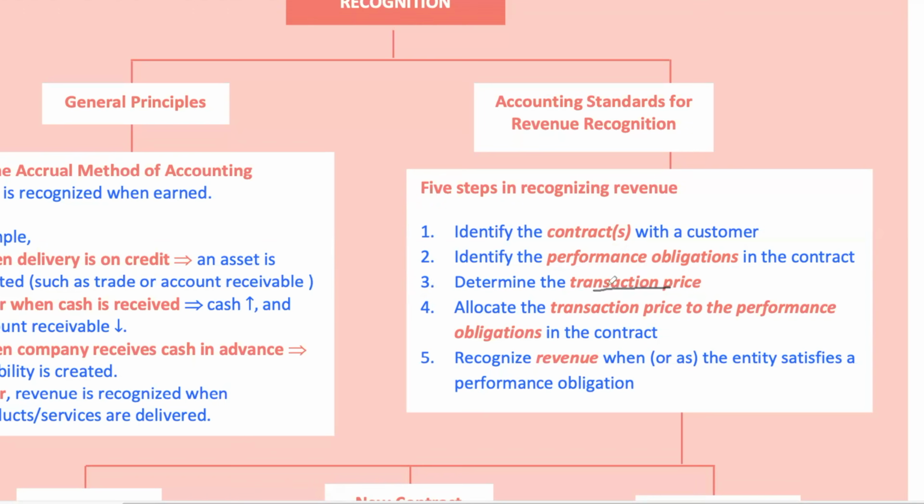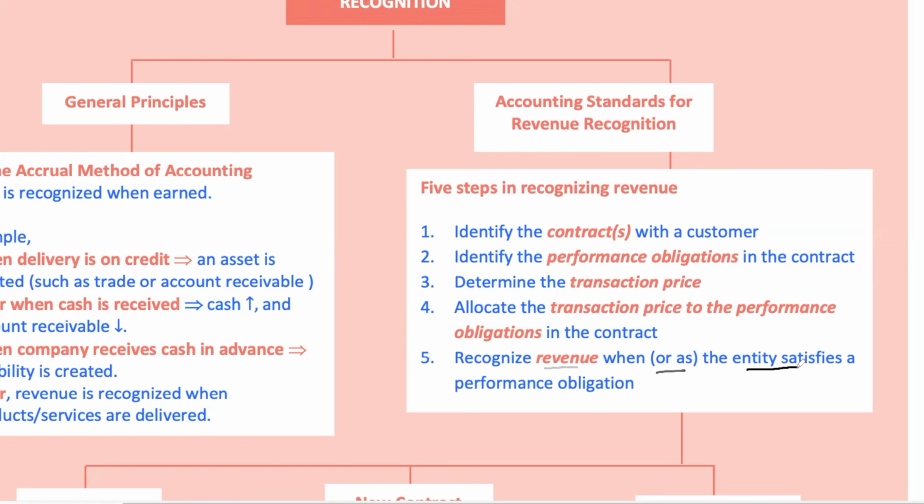Step three: determine the transaction price. This is the total amount the company expects to receive in exchange for fulfilling the contract. The transaction price may include fixed amounts, variable considerations, or even discounts. Step four: allocate the transaction price to the performance obligations in the contract. Once the transaction price is determined, it's allocated to each performance obligation based on their relative standalone selling prices.